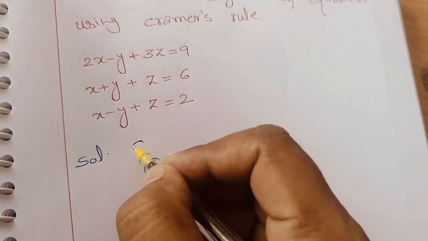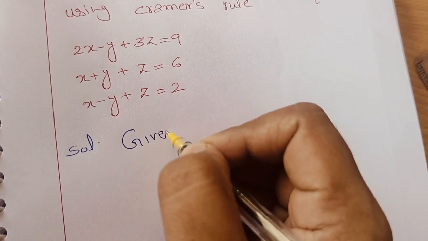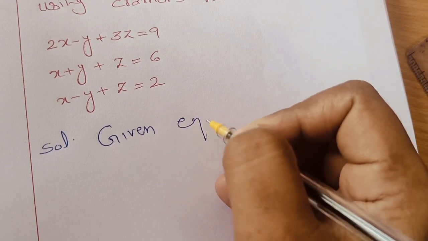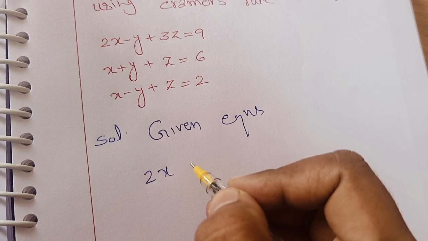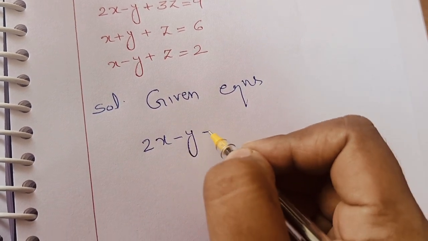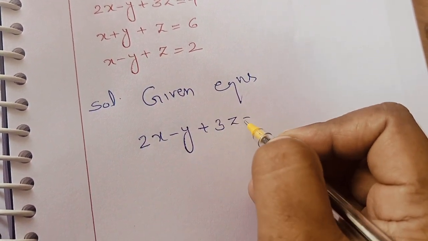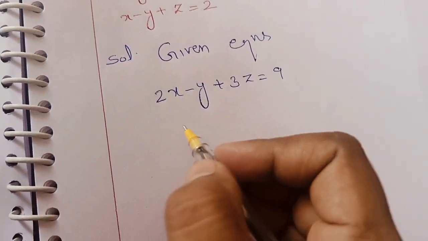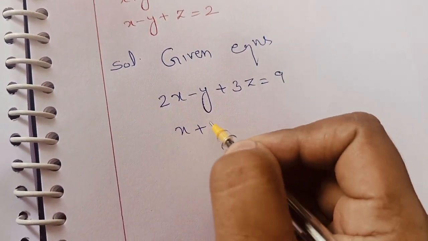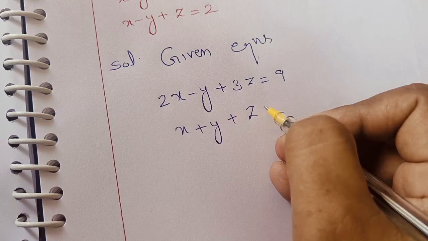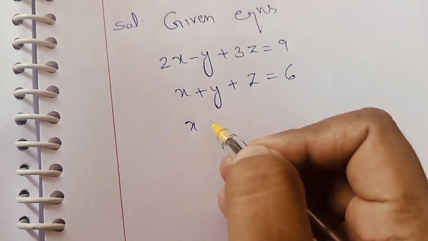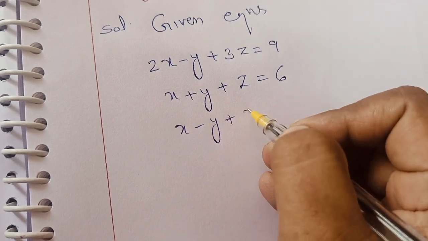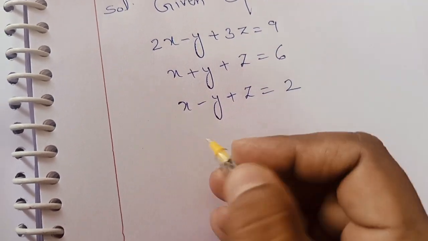So first we will write the given equations. This is 2x minus y plus 3z is equal to 9. x plus y plus z is equal to 6. Our third equation is x minus y plus z is equal to 2.